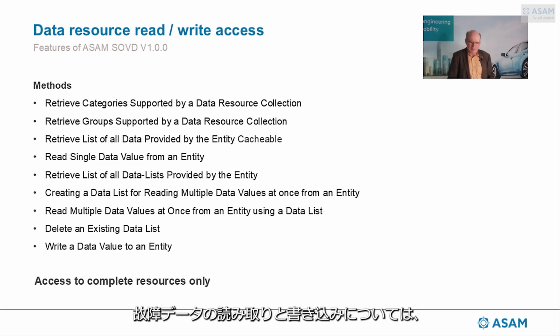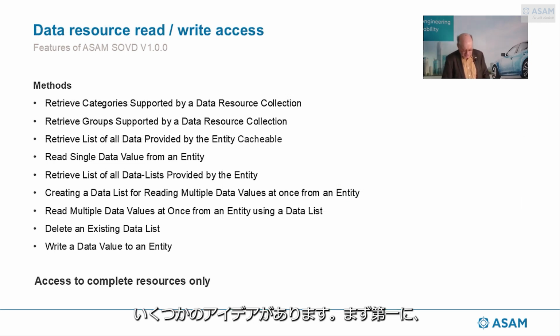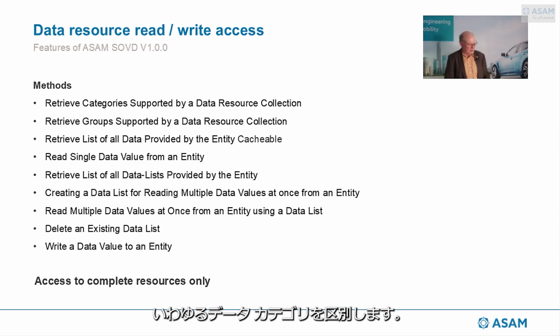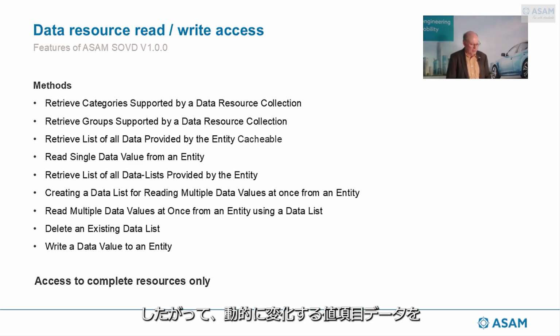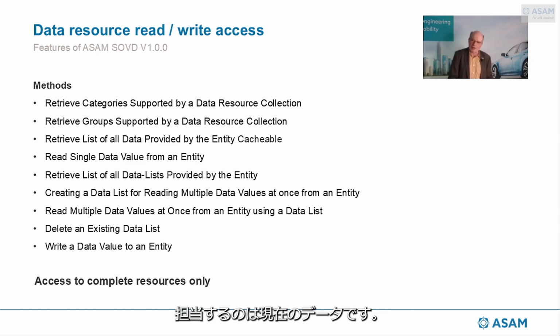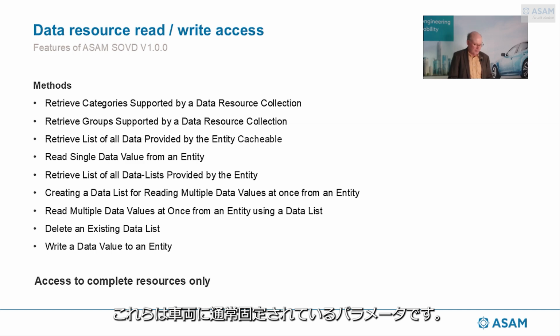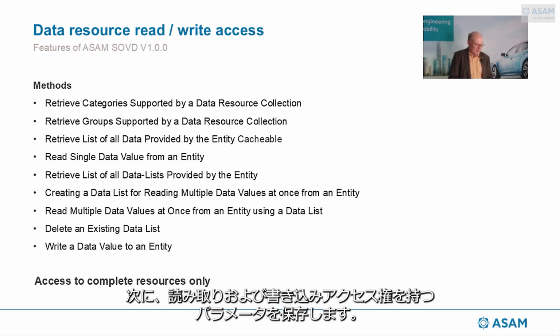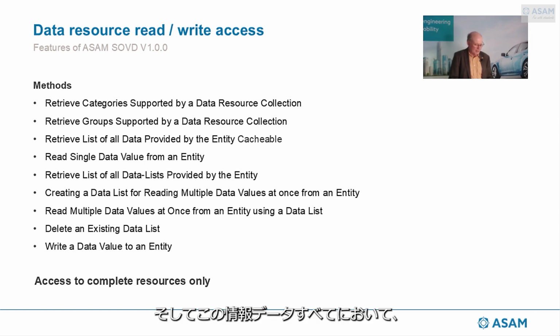Data reading and writing. And here, first of all, we distinguish between so-called data categories. So it's current data, which are responsible for dynamical changing values. Ident data, these are parameters which are fixed normally in the vehicle. Then stored parameters which have read and write access. And sysinfo data which are for the system resource.